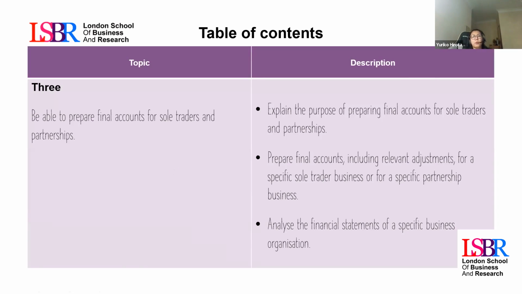So, topic number three. In topic three, we are going to see how we can prepare final accounts for a sole trader or a partnership. What is the purpose of preparing final accounts? We already checked relevant adjustments, but we are going to see why the adjustments are important from the perspective of a partnership, of a trader, or of an investor. And we are going to see the most important financial statements for a specific business, or maybe for business in general. Those are the topics that we are going to review in this section.